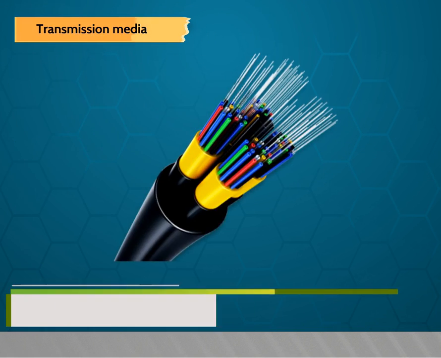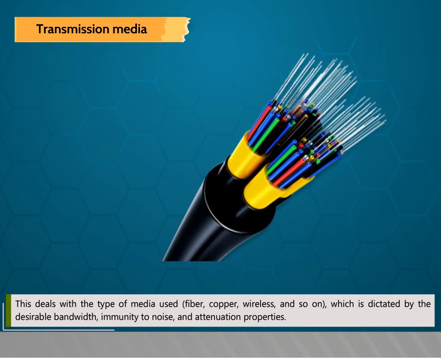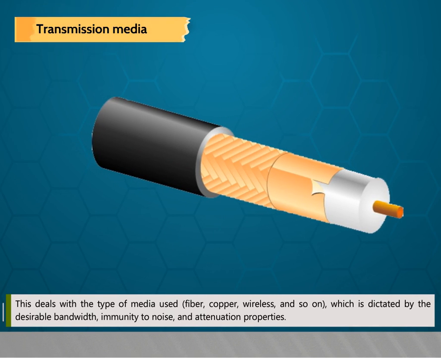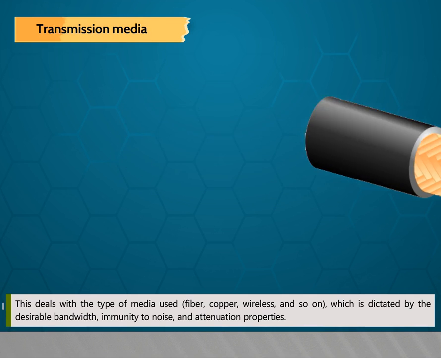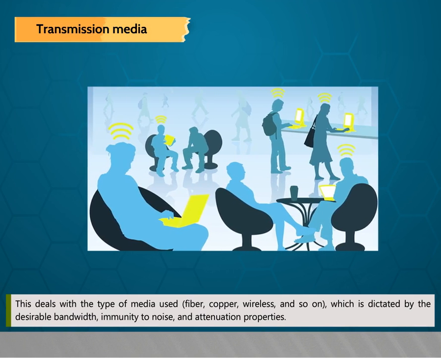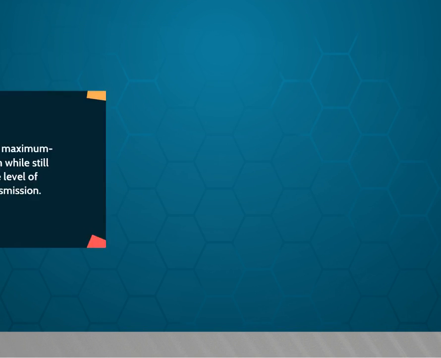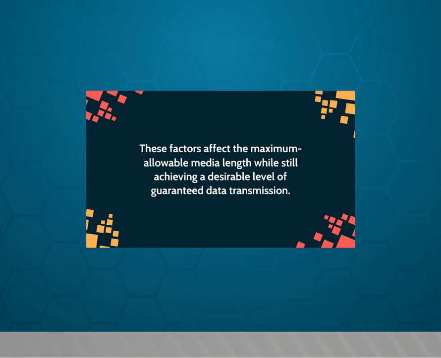Transmission media. This deals with the type of media used: fiber, copper, wireless, and so on, which is dictated by the desirable bandwidth, immunity to noise, and attenuation properties. These factors affect the maximum allowable media length while still achieving a desirable level of guaranteed data transmission.